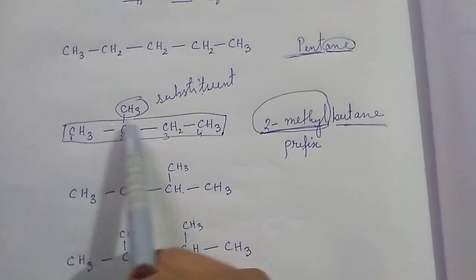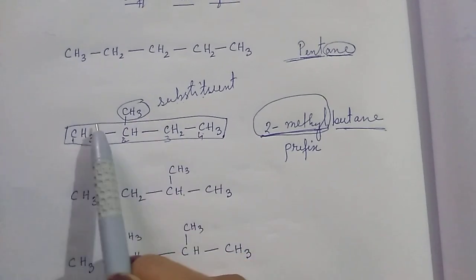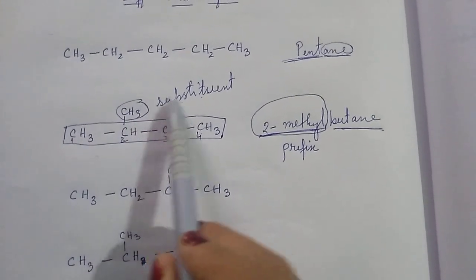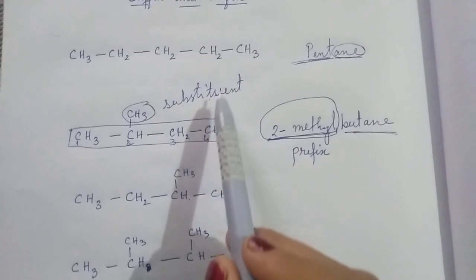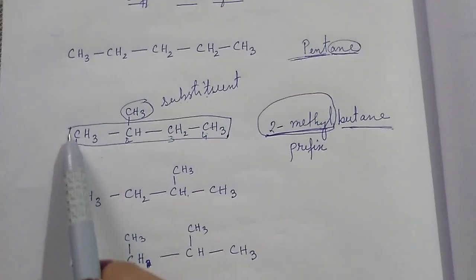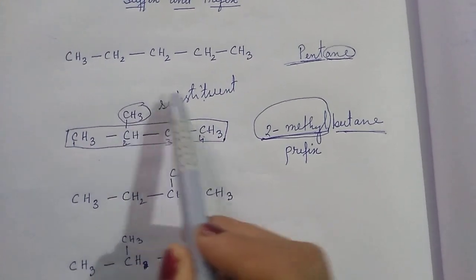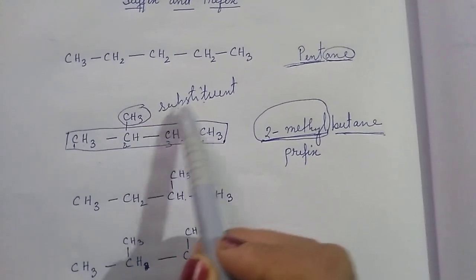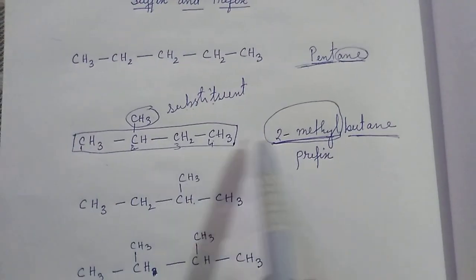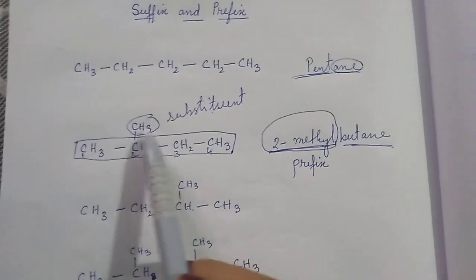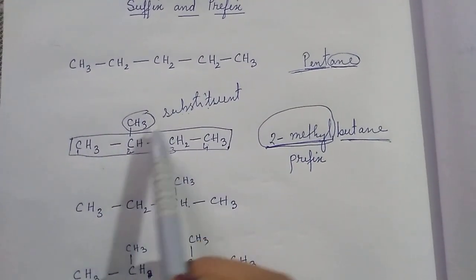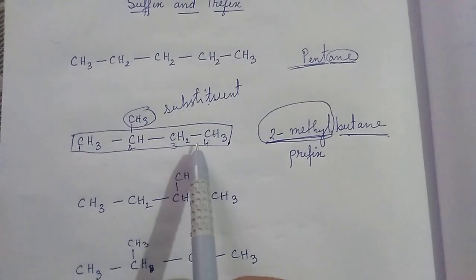Anything that is out of the chain in hydrocarbons is called your substituent. So after selecting the longest and continuous carbon chain, something has branched out, something is outside the chain, so it is called your substituent. And while naming, we should name the substituent first. We should always name the substituent first while naming.